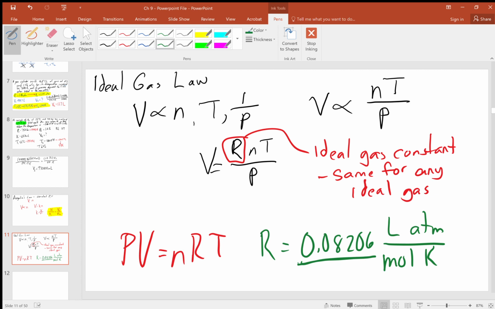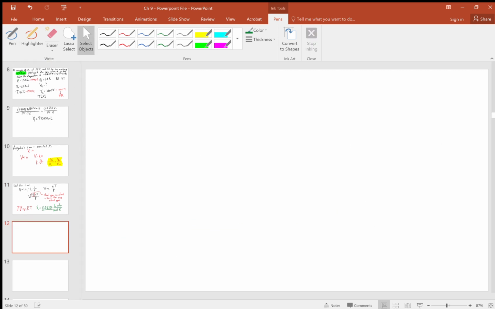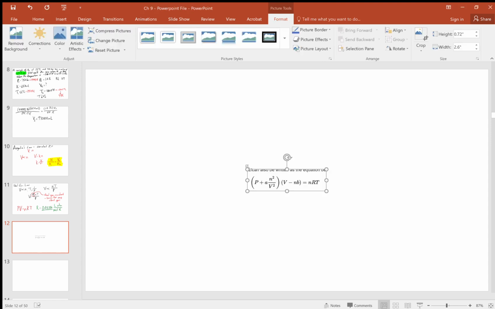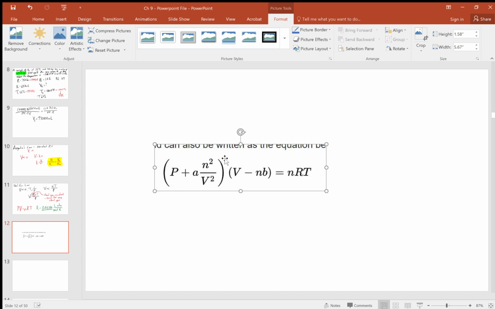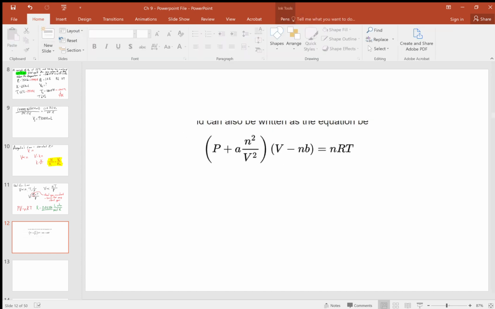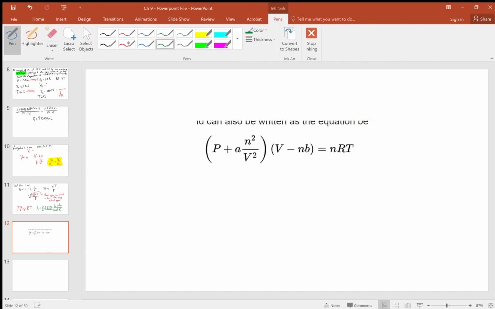Now, what happens if a gas is not an ideal gas, or it doesn't follow the ideal gas law? Then what do we do with it? So there's another equation known as the van der Waals equation. You won't need to know that for this course, but just to show you what it is, here is the van der Waals equation.